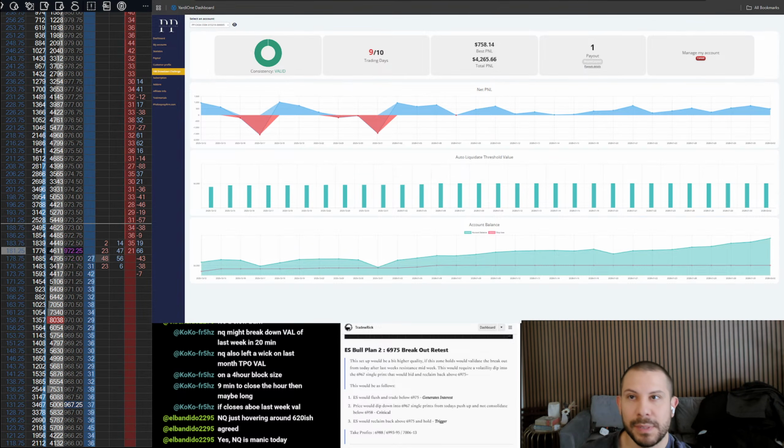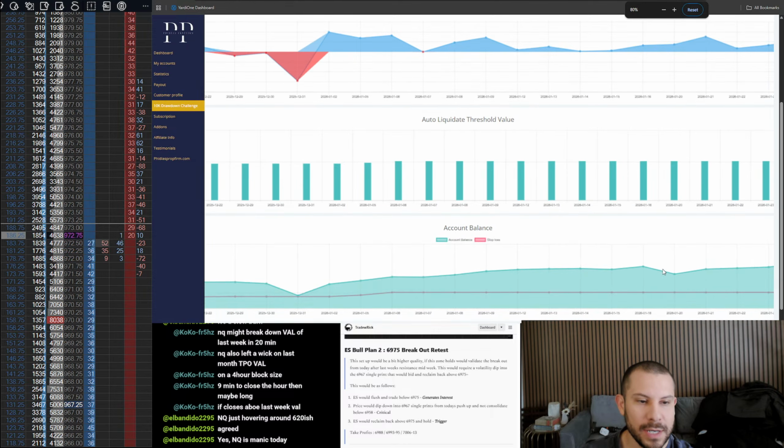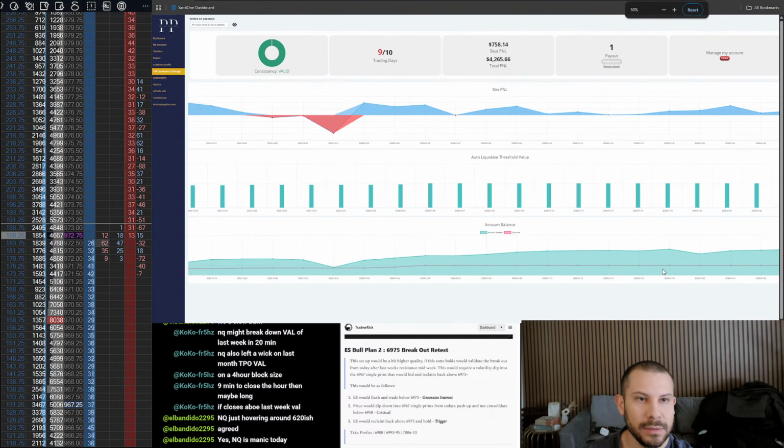Okay, so you can see the P&L curve here. Just steady, steady, steady growth. The small dips, the downside, this is just a payout request. But you can see clearly that the account balance is a steady P&L growth, right? Nothing crazy, just a steady growth curve.